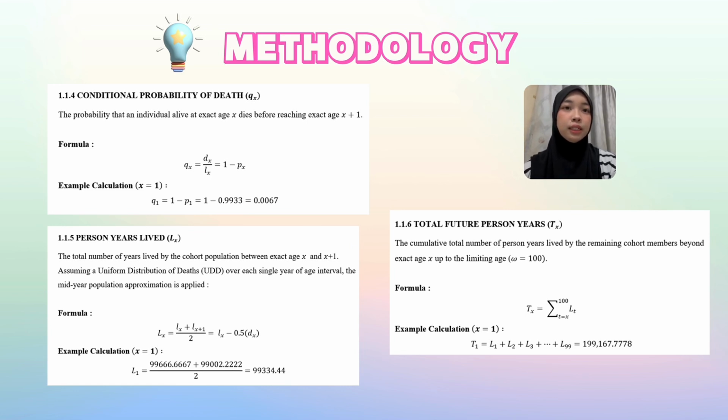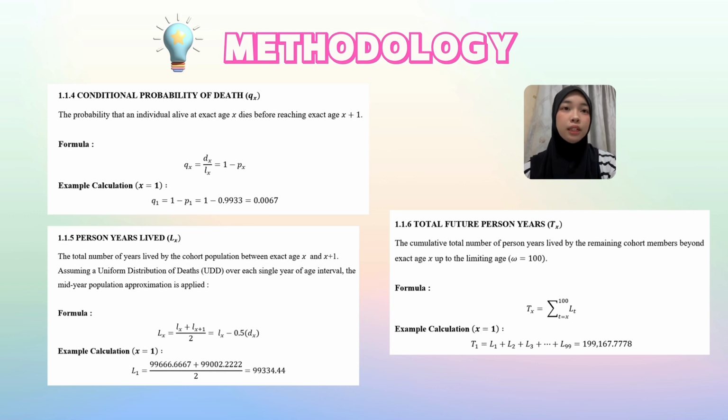First, the person years lived, Lx. This represents the total number of years lived by the cohort between age x and x plus 1, assuming deaths are uniformly distributed across each year of age. We calculate this by taking the average number of survivors at the start and end of the age interval.